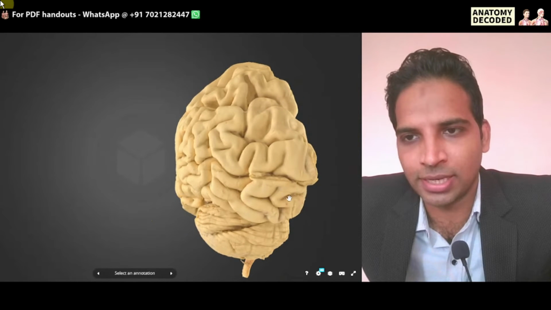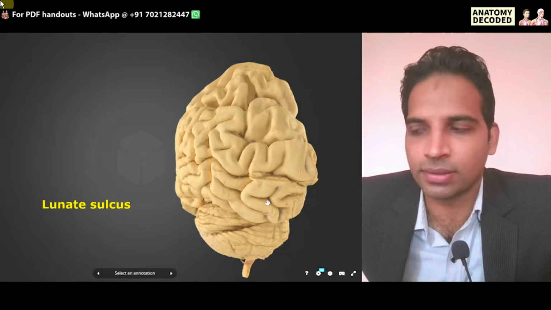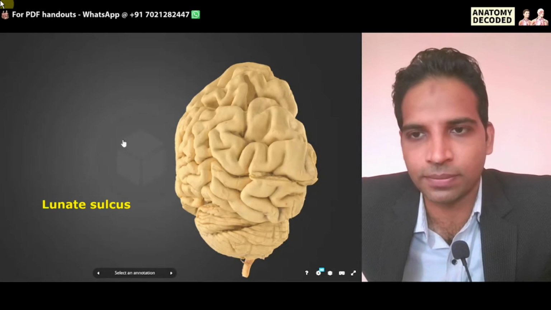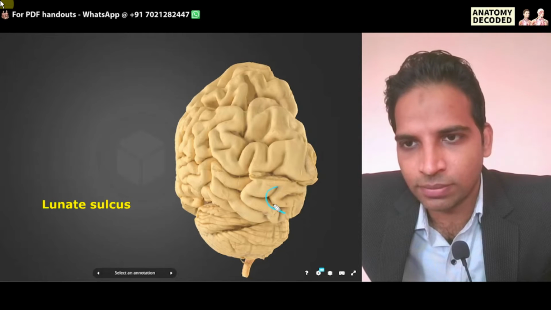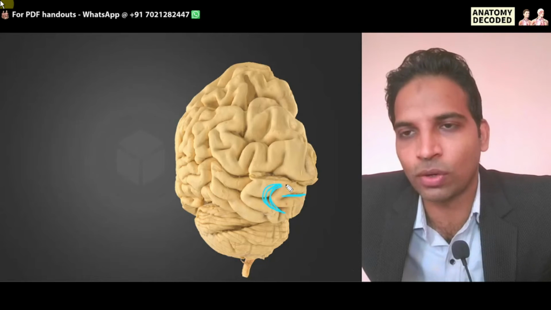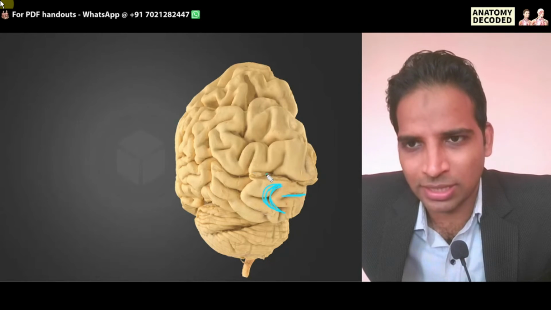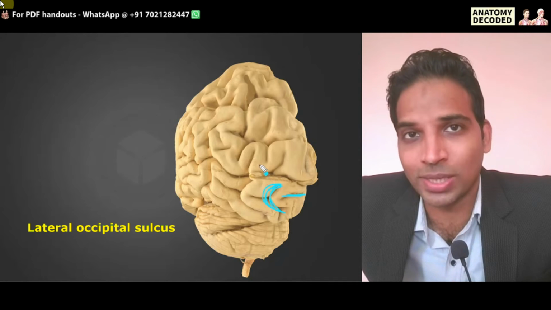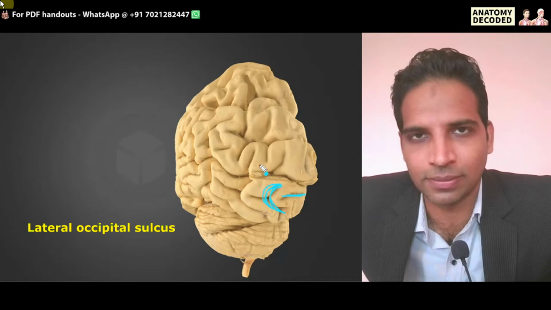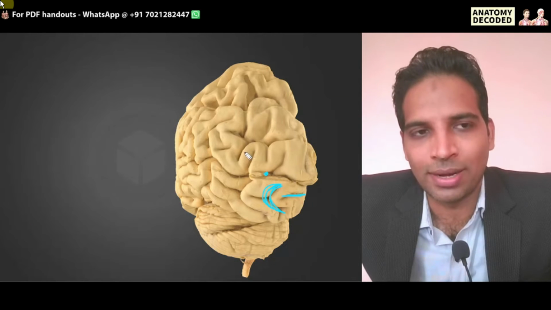We can see this part extending here, that's the post-calcarine part of the calcarine sulcus, and there is a sulcus covering it as a margin. This sulcus is referred to as the lunate sulcus. I'll just mark it. So this one is the lunate sulcus, and this sulcus is the post-calcarine part of the calcarine sulcus. One more sulcus seen here on the occipital lobe is the lateral occipital sulcus. So these are the important sulci and gyri on the superolateral surface.